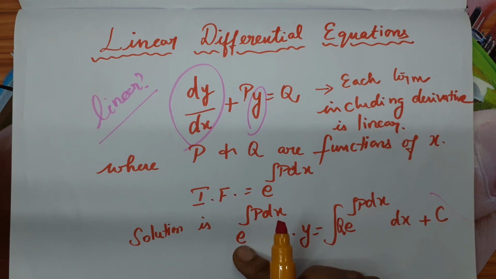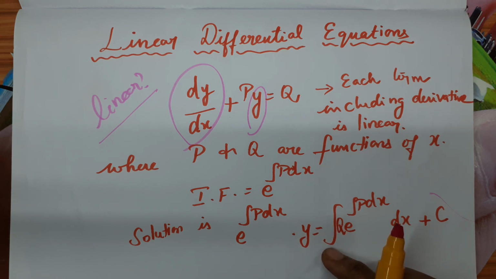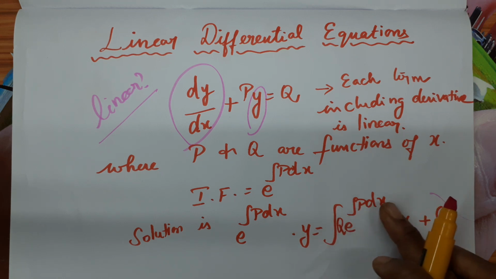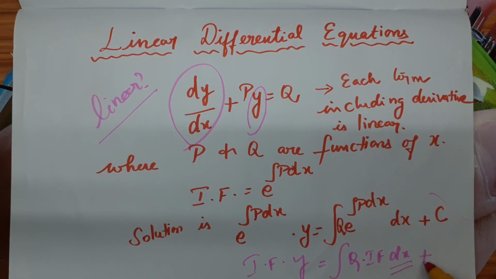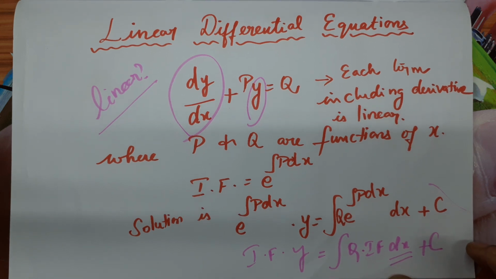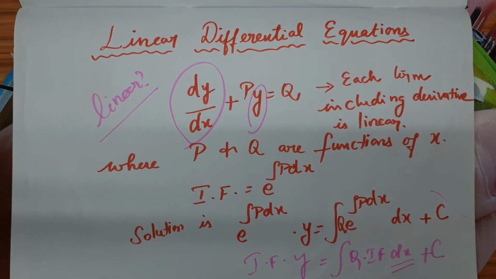This is the last answer. The formula is e power integral p dx into y is equal to integral q e power integral p dx plus c. That is, integrating factor IF into y equal to integral q into integrating factor, integrating with respect to x, that is dx, plus constant of integration c. This is the formula for finding the final solution.